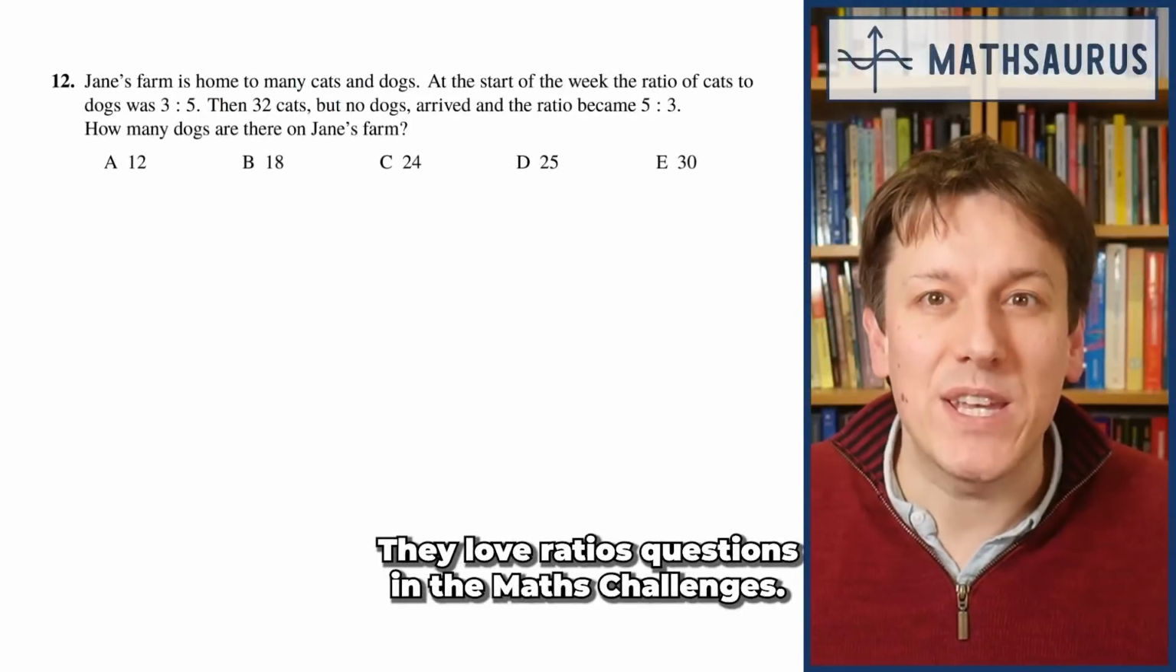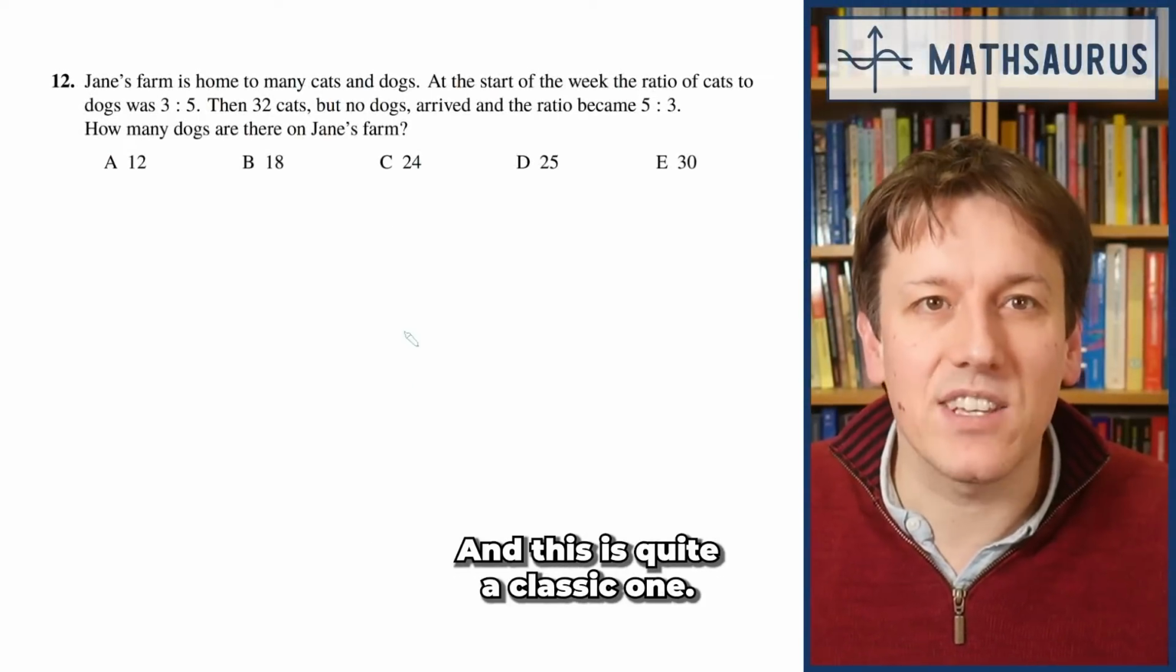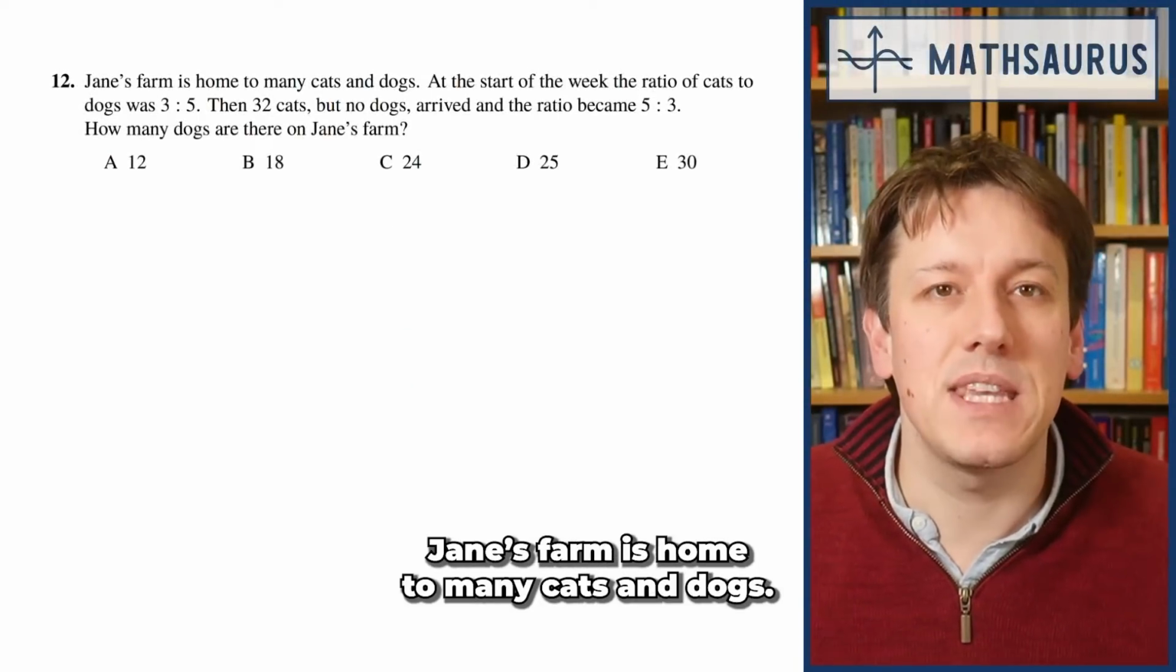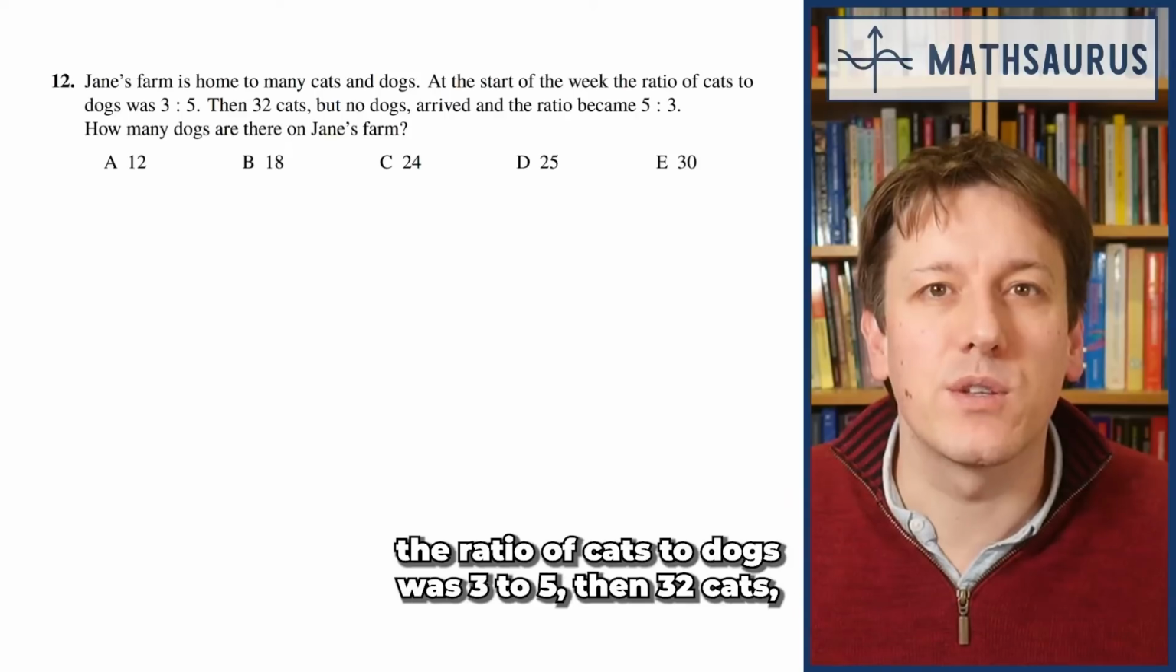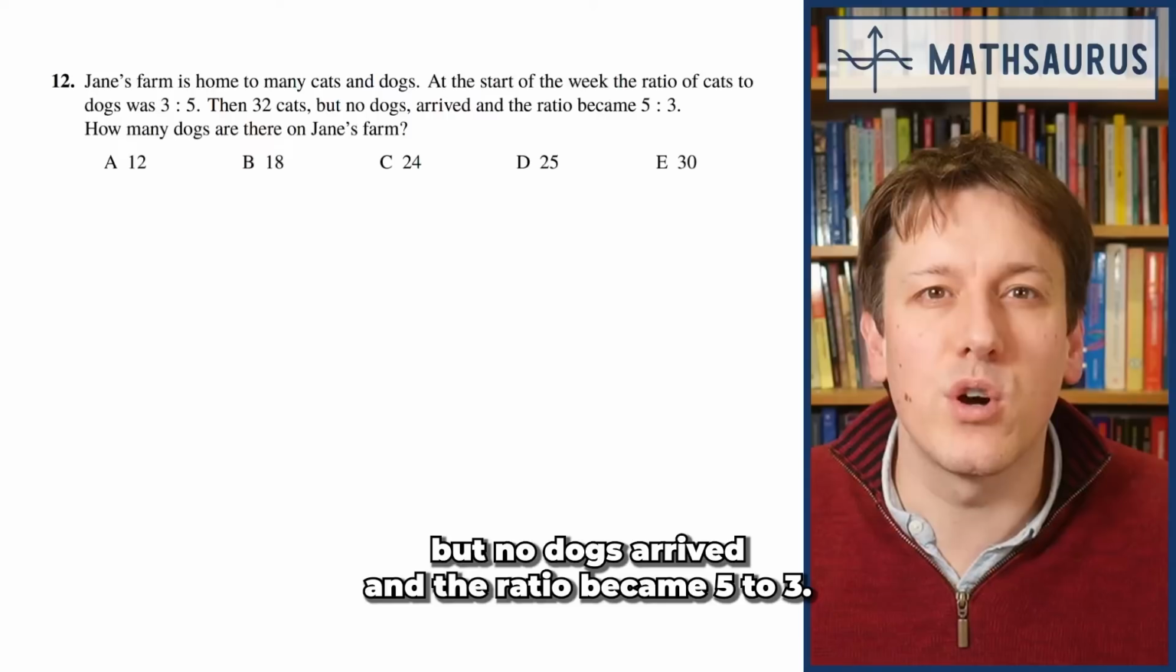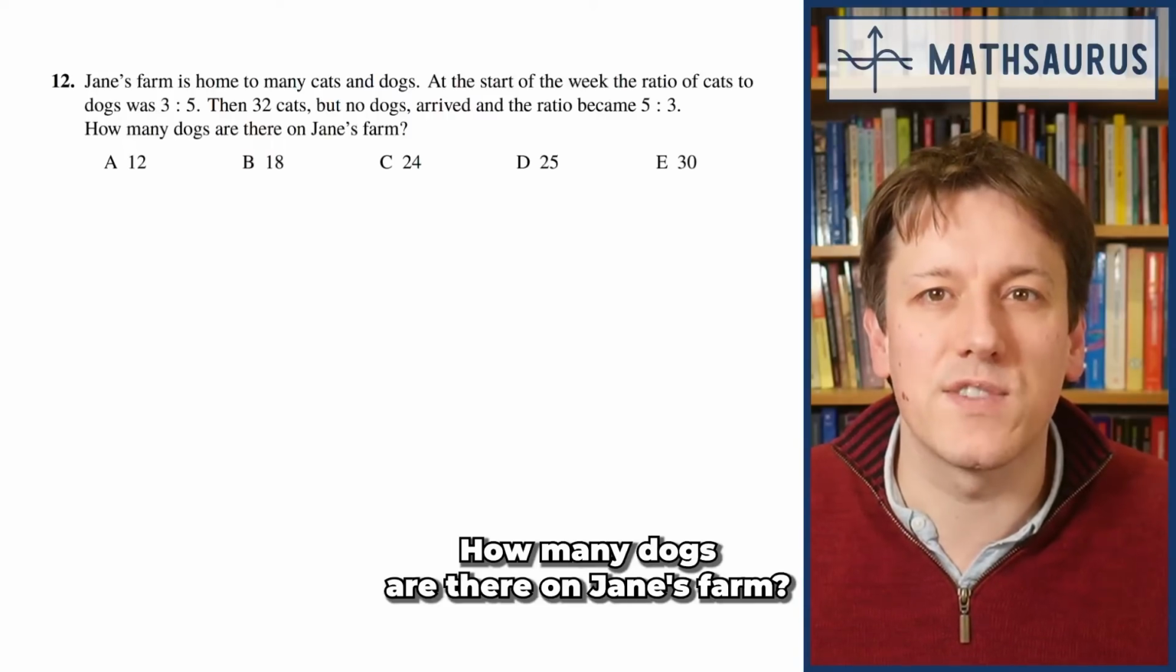They love ratios questions in the maths challenges, and this is quite a classic one. Jane's farm is home to many cats and dogs. At the start of the week, the ratio of cats to dogs was 3 to 5. Then 32 cats but no dogs arrived, and the ratio became 5 to 3. How many dogs are there on Jane's farm?